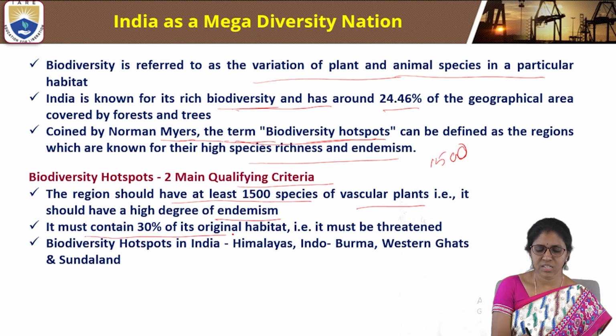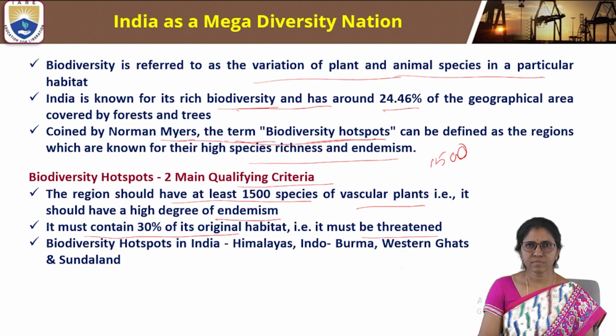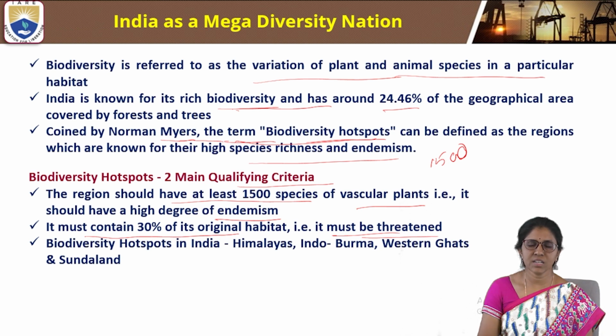It must be threatened. The second criterion is that it must contain only 30% of its original habitat. So the first criterion is that the region should have at least 1500 species, and the second is that it must contain 30% of its original habitat. These are the two main qualifying criteria.